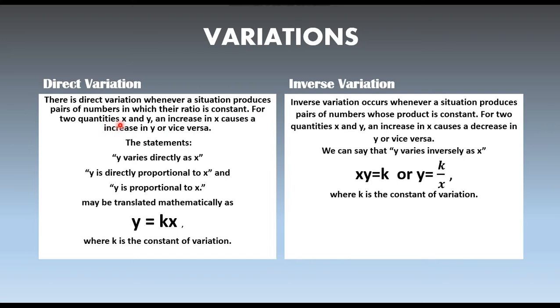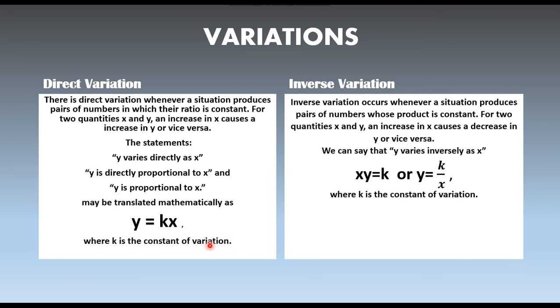For two quantities x and y, an increase in x causes an increase in y, or vice versa. The statements y varies directly as x, y is directly proportional to x, and y is proportional to x may be translated mathematically as y equals kx, where k is the constant of variation.